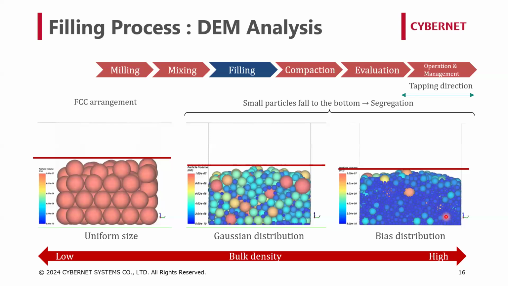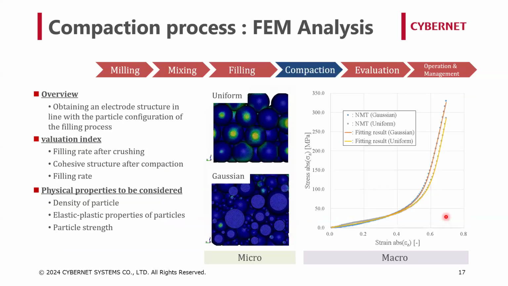Voids left in the electrode will not have any positive effect on performance, so it is better to obtain a structure with as high a filling ratio as possible. And it is important to avoid segregation for stable quality of the final product.